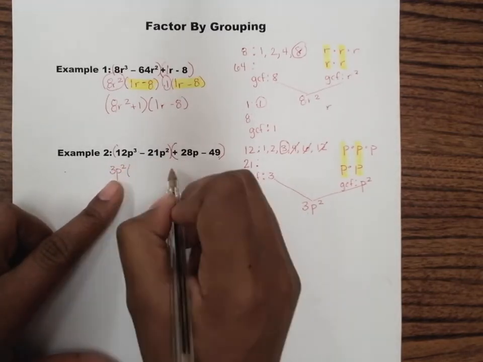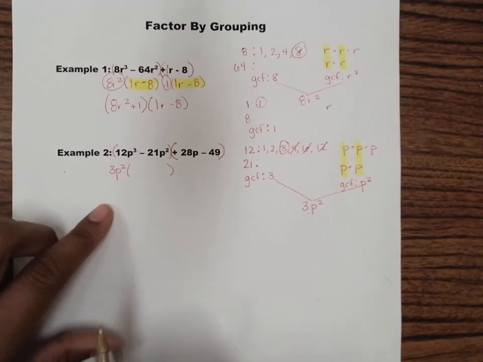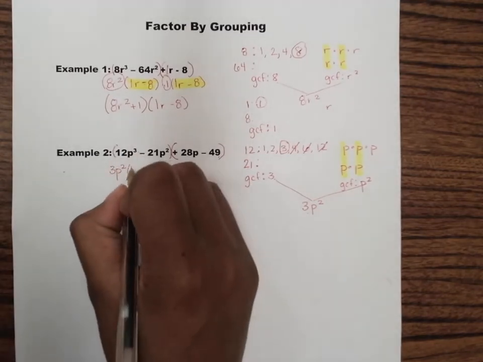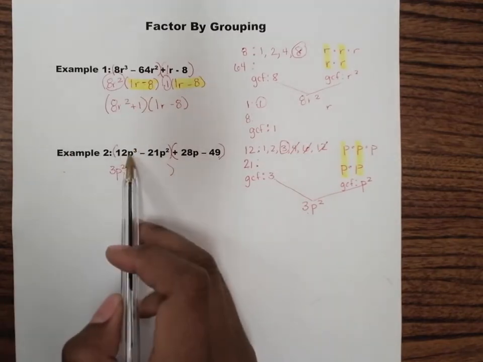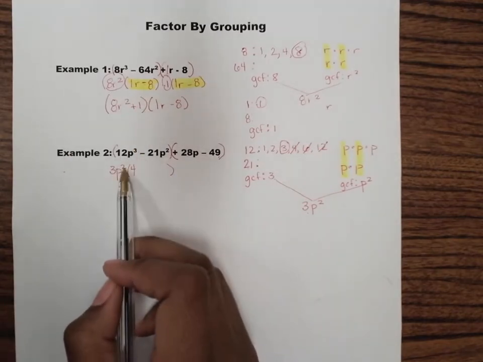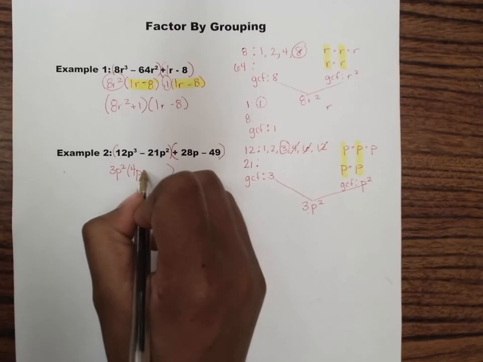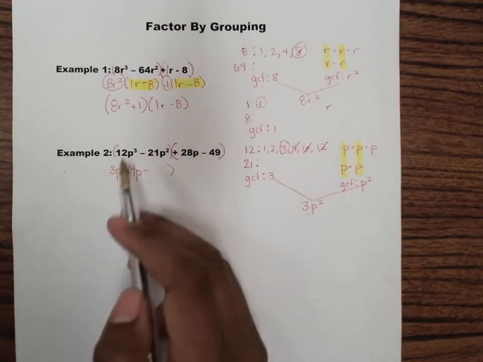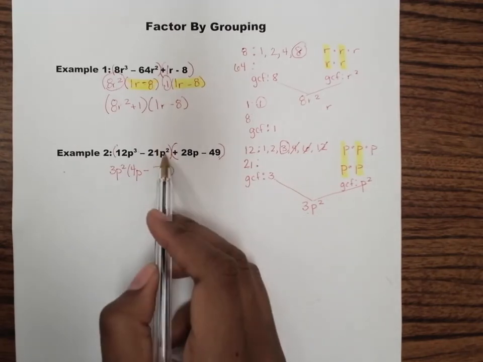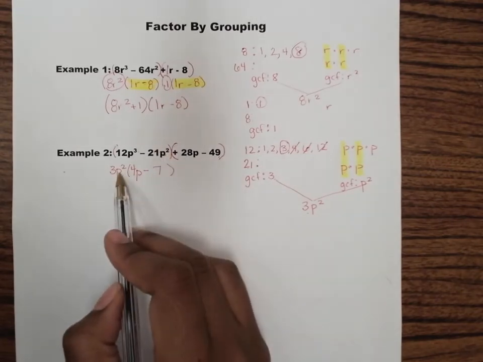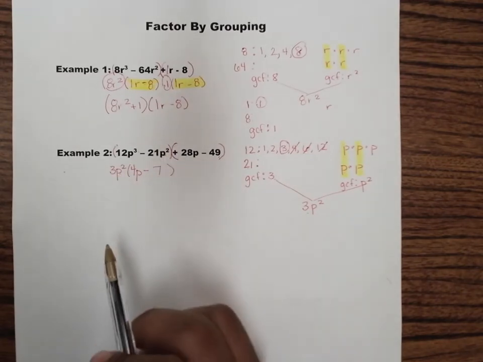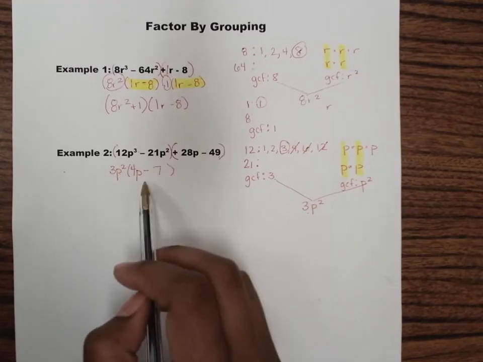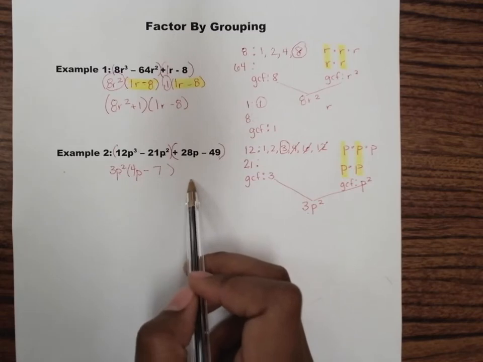Now I have to figure out what stayed behind on the inside. 12 divided by 3 is 4. So 4 stayed on the inside. I had 3 p's, but I took out only 2, so therefore 1 stayed on the inside. 21 divided by 3 is 7. I had 2 p's, but I pulled 2 p's out. Therefore, I do not have p's on the inside. Now that I have finished factoring out the first group, I must now come and factor out the second group.